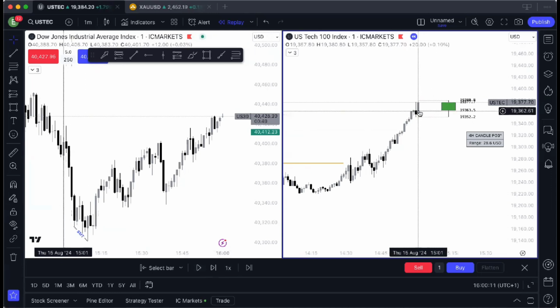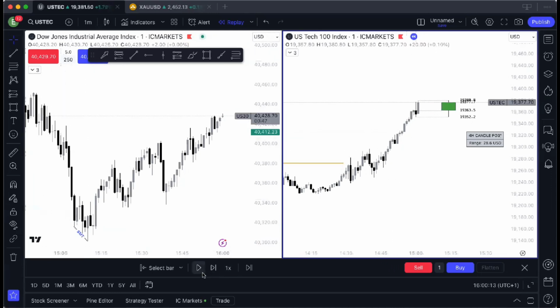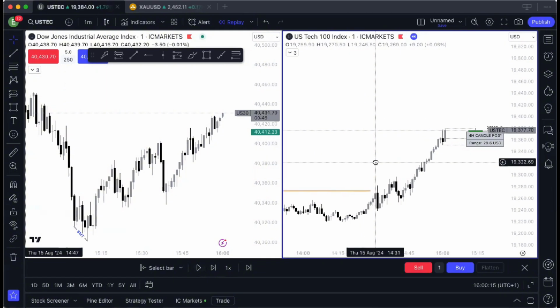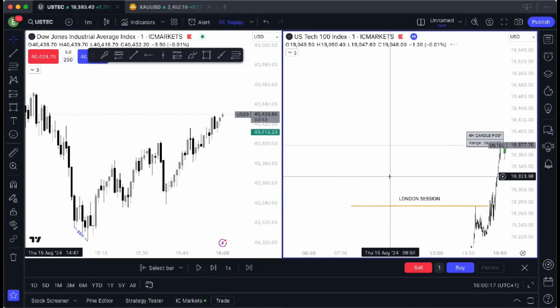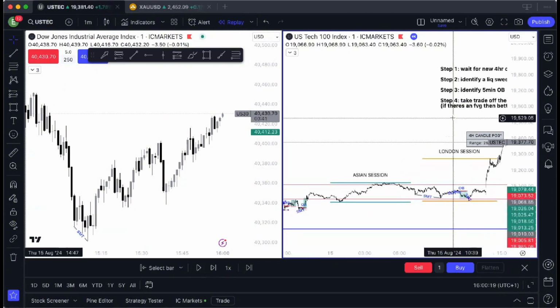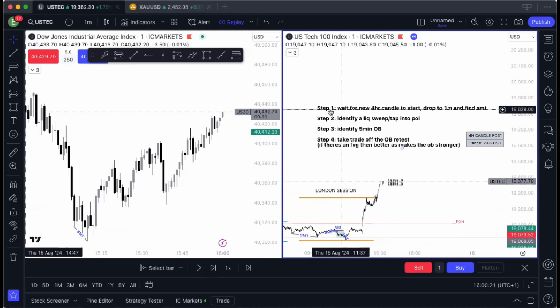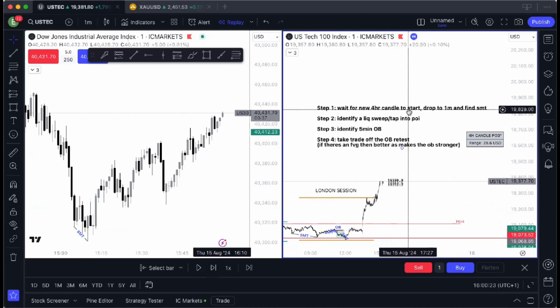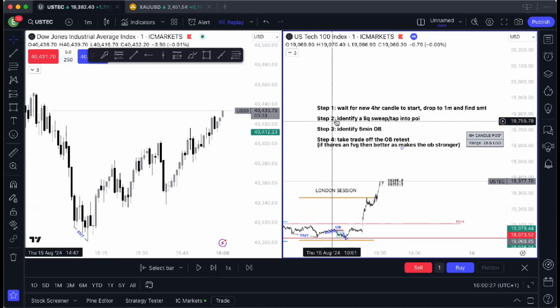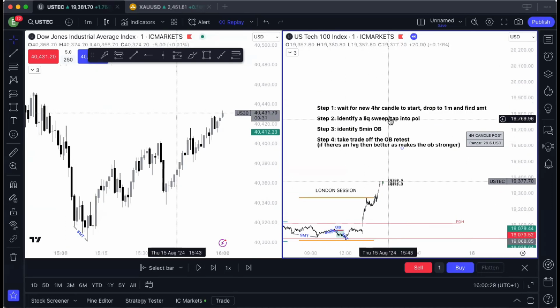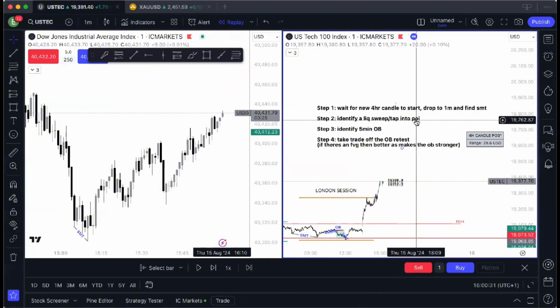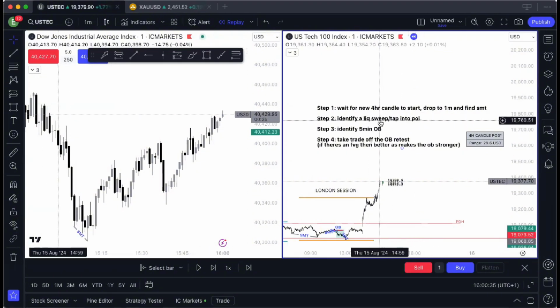As you can see, we start to go higher, but the steps that I like to use are these steps right here. Step one, wait for a new 4-hour candle to start, and then I drop to a 1 minute and find my SMT. Step two, I identify a liquidity sweep or a tap into a POI, point of interest, either an order block, an FVG, or again, I just look for a liquidity sweep.